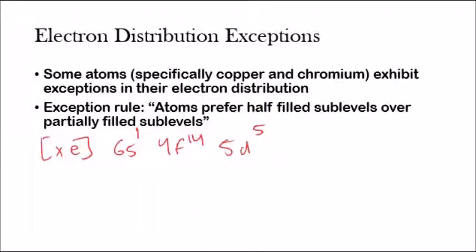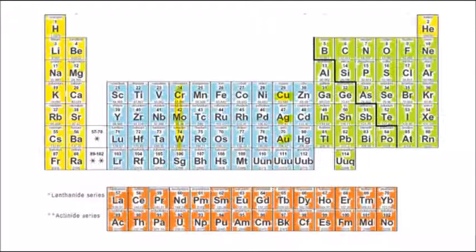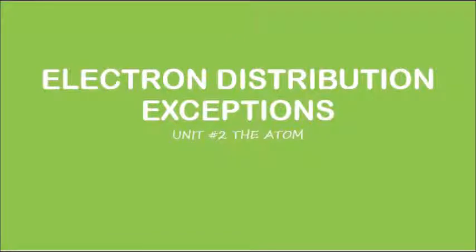So that's basically the electron distributions that you need to know. I don't think you'll ever run across having to mention the electron distributions for these. The only real ones are copper and chromium, but just make sure you know these. They're pretty simple, and I hope that this helps you. Electron distribution exceptions are as simple as that.